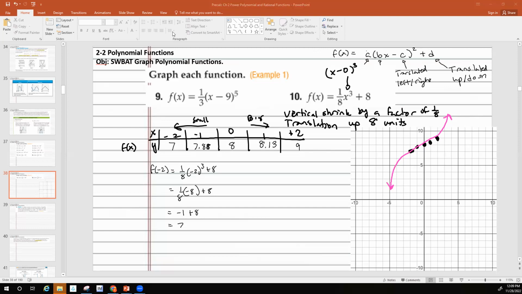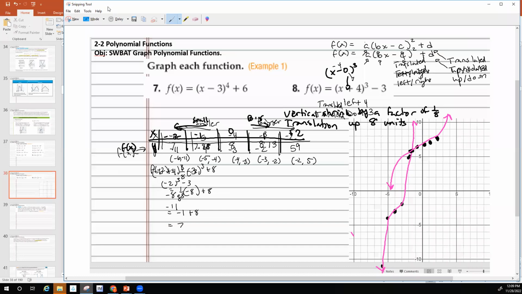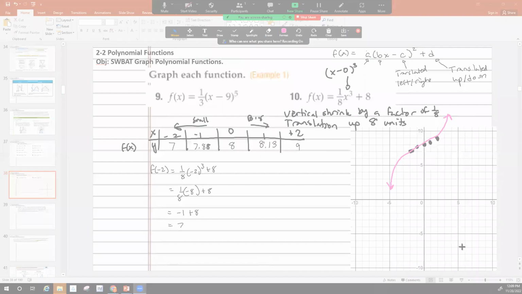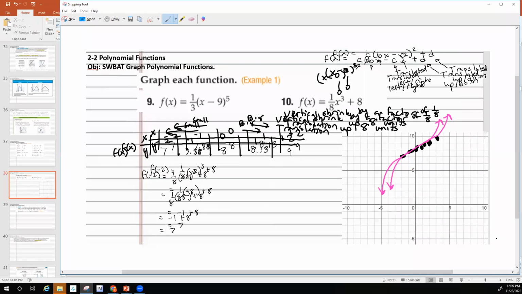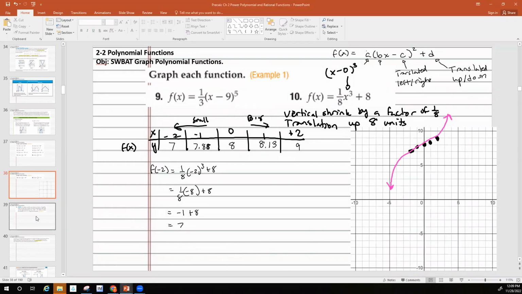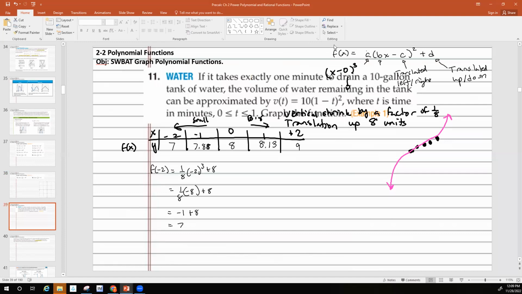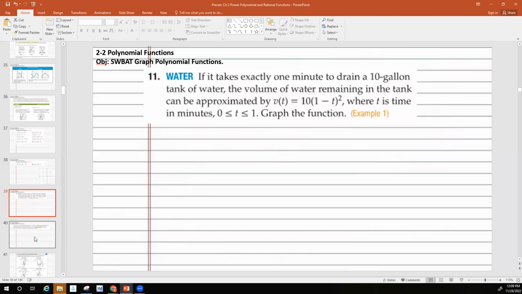So make a table. Start with the number that you're adding or subtracting to the x in the middle, and then find the smaller numbers and bigger numbers, plug them in, and then plot the points. Right, so that's that one.